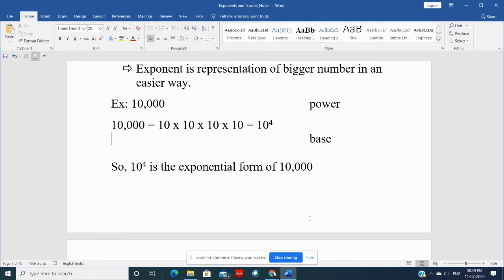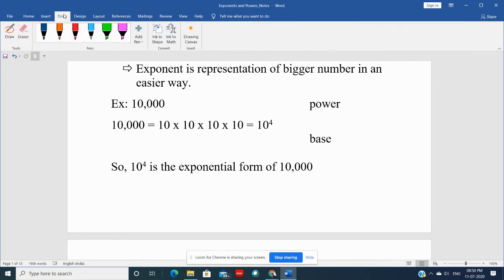So 10,000 can be represented as 10 raised to the power 4. So if you can notice, the 4 is written just a little above the 10. So here we can say that 4 is power. 4 is nothing but power, right? So this 4 is power, and this 10 becomes base.